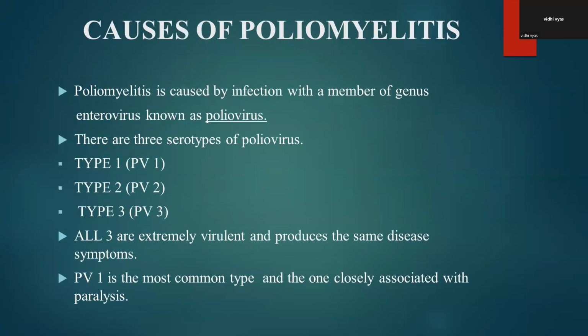Causes of poliomyelitis. First, poliomyelitis is caused by infection with a member of genus enterovirus known as poliovirus. Second, there are three serotypes of poliovirus: type 1 PV1, type 2 PV2, type 3 PV3. Third, all three are extremely virulent and produce the same disease symptoms. PV1 is the most common type and the one closely associated with paralysis.